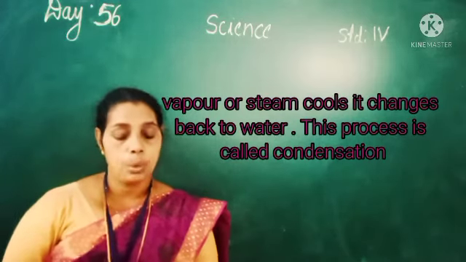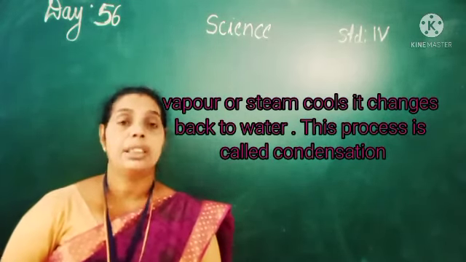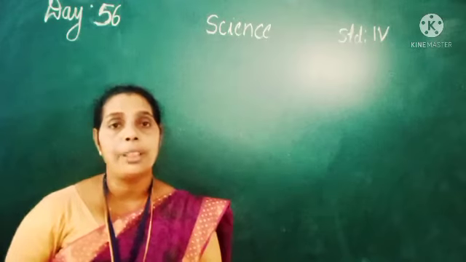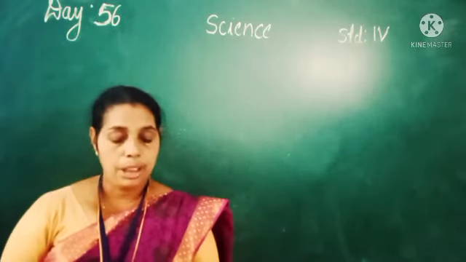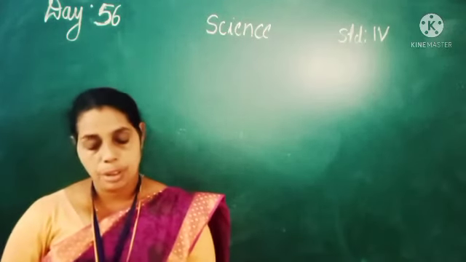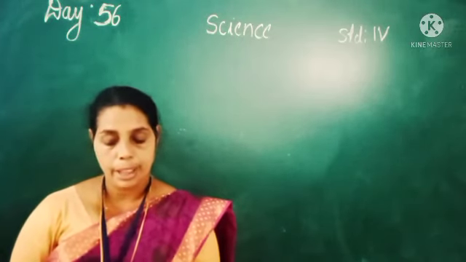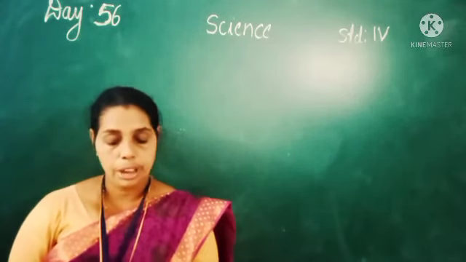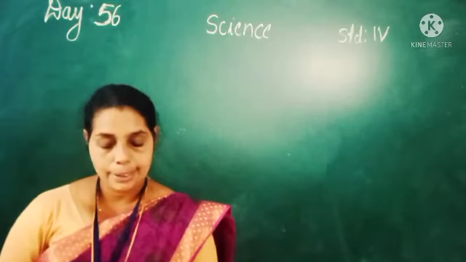When vapor or steam cools, it changes back to water. This process is called condensation. Due to condensation, some natural phenomena occur in nature. Let us learn about it. When the temperature drops at night, the water vapor in the air condenses and gets deposited on the grass or leaves of trees as dew.